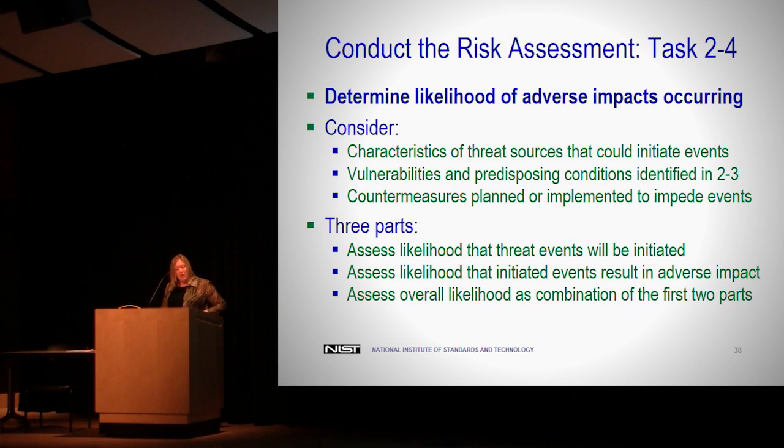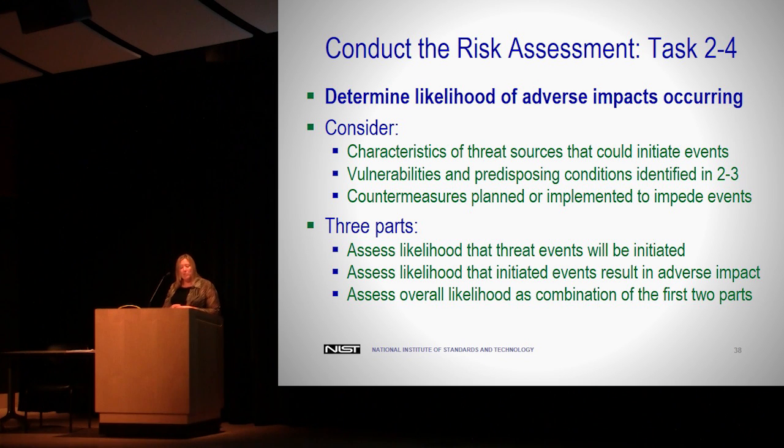Okay. Well, anyway, we haven't determined the impacts yet, but we want to determine the likelihood. So we look at the characteristics of the threat sources, and this is what we consider when we're trying to decide how likely it is. What are the characteristics of those threat sources? Again, the capabilities, the intentions, and their motivations. And what are they targeting? And we consider the vulnerabilities and predisposing conditions we already identified, and the countermeasures or mitigation techniques that we might be planning to implement to help mitigate such impacts.